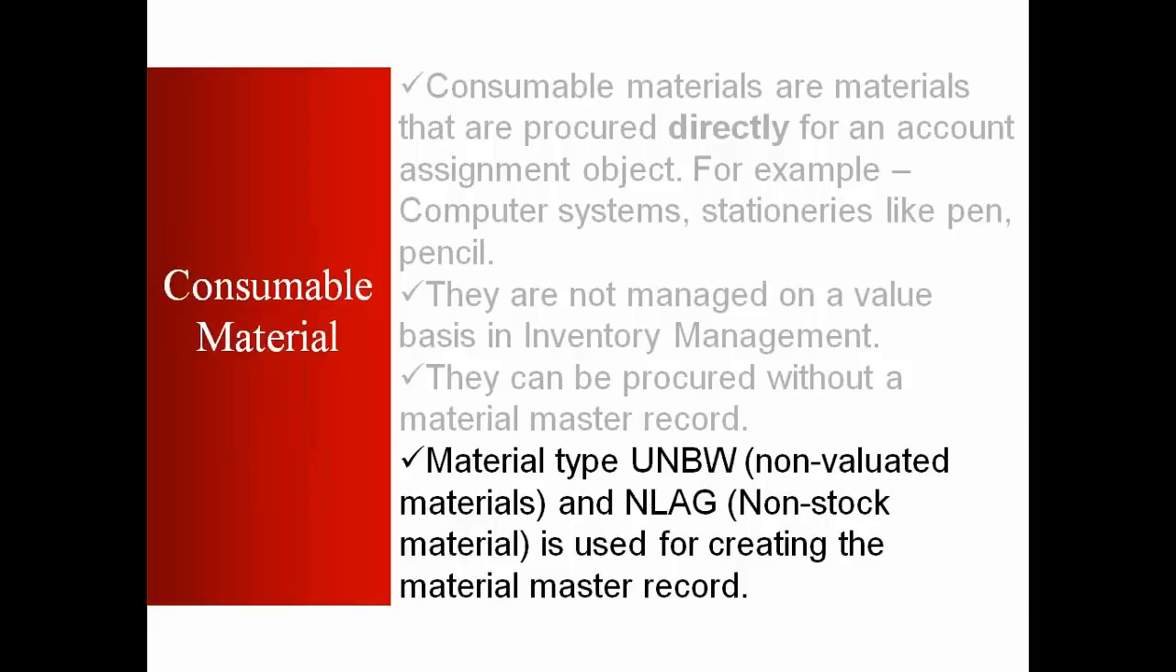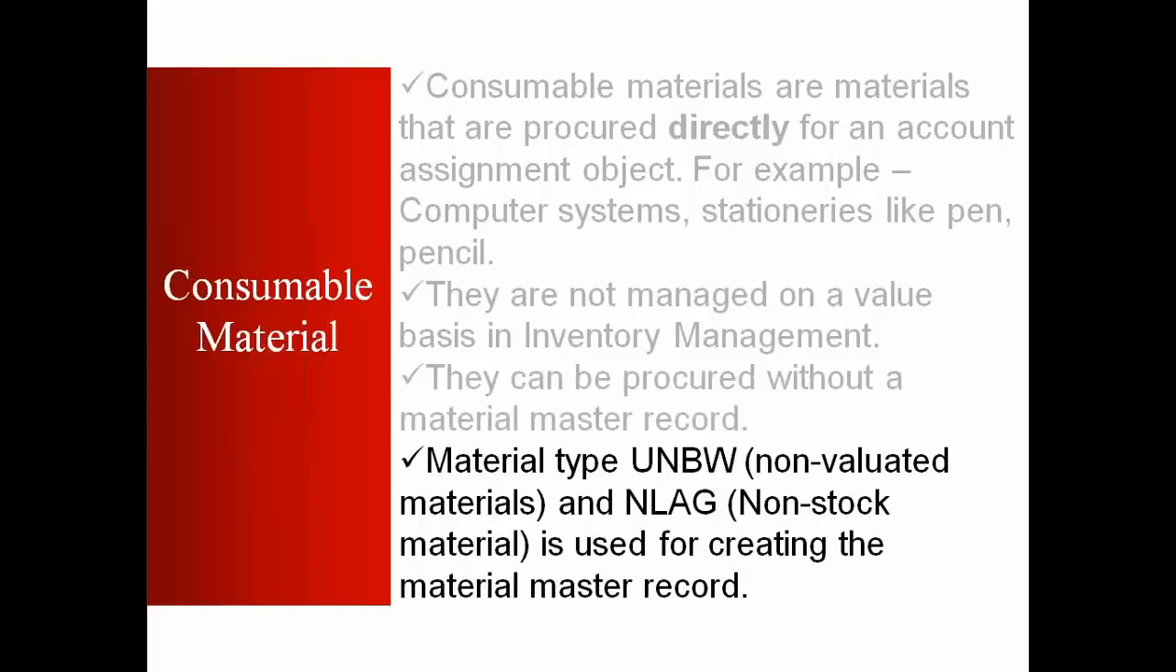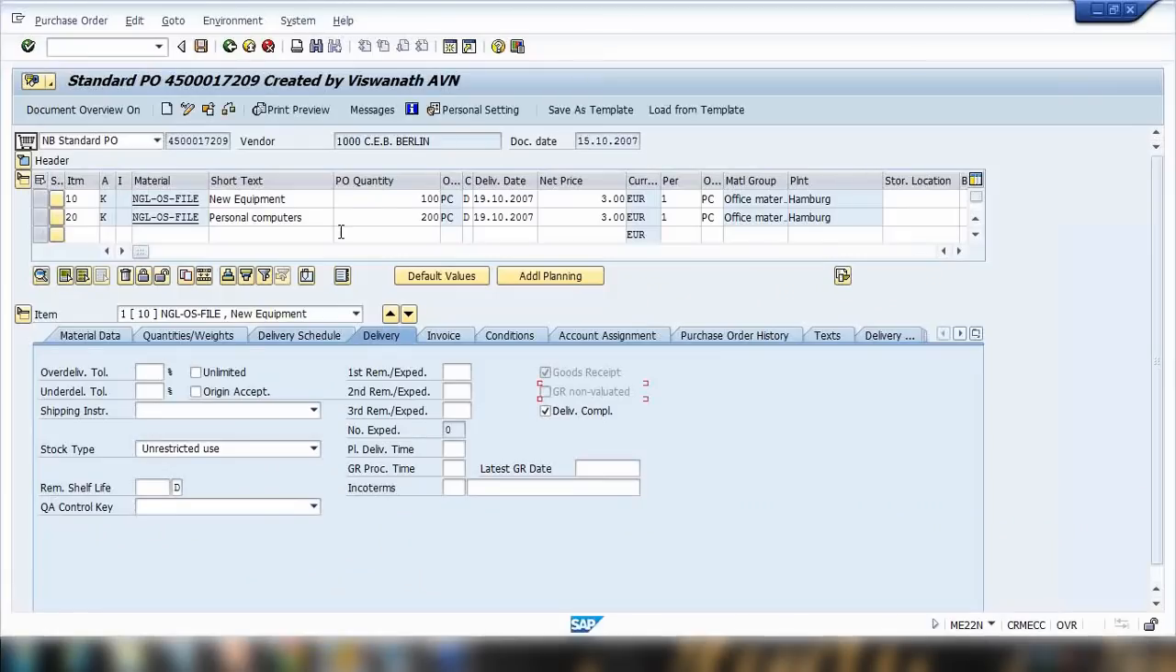Material types UNBW and NLAG are used for creating the material master record. As I said, they can be maintained with a material master record, or you can purchase them without creating any material master record. But if you need to maintain the material master record, then you should use these material types, NLAG and UNBW.